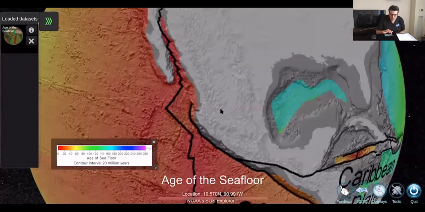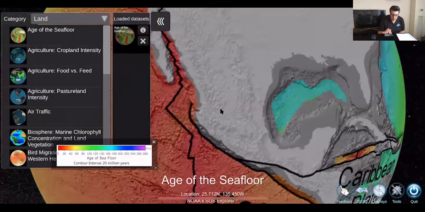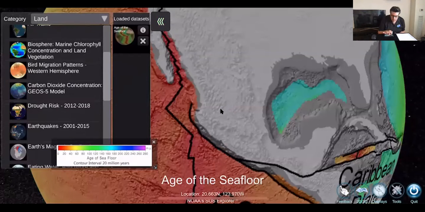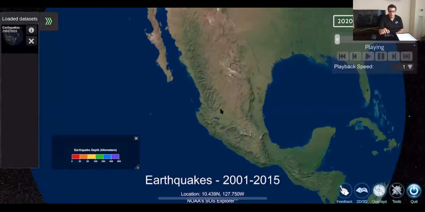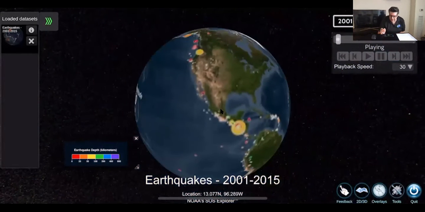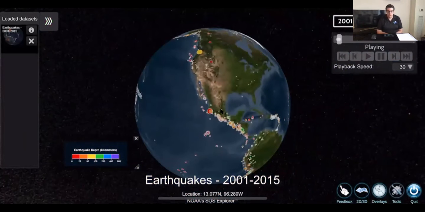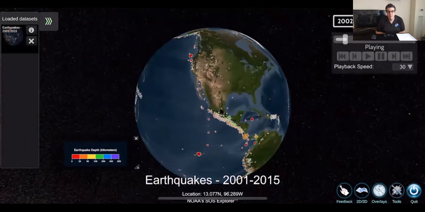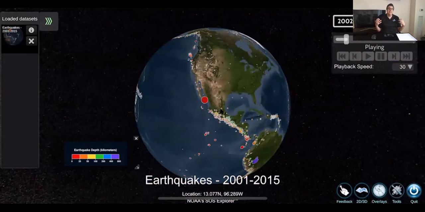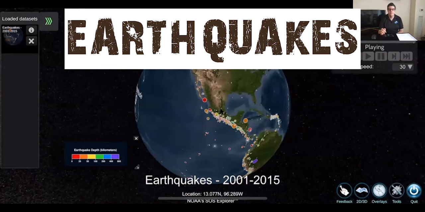All right, so next up in our land category is related to this. We're going to be looking at earthquake locations, okay? And so what this data set does is it animates earthquakes from 2001 to 2015, so about a 15-year period. And we have the different size dots and the colors, all right? The colors indicate the earthquake depth, how far down that earthquake occurred. The size of the dot indicates how big the magnitude of that earthquake was, all right?